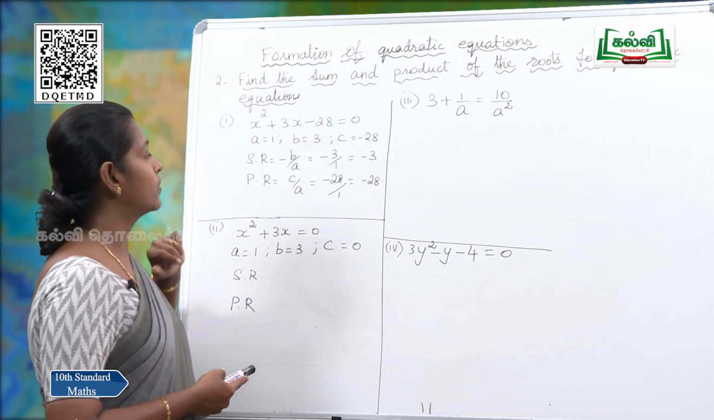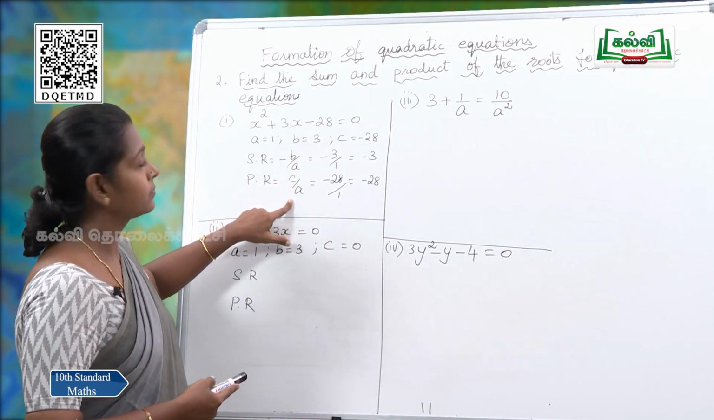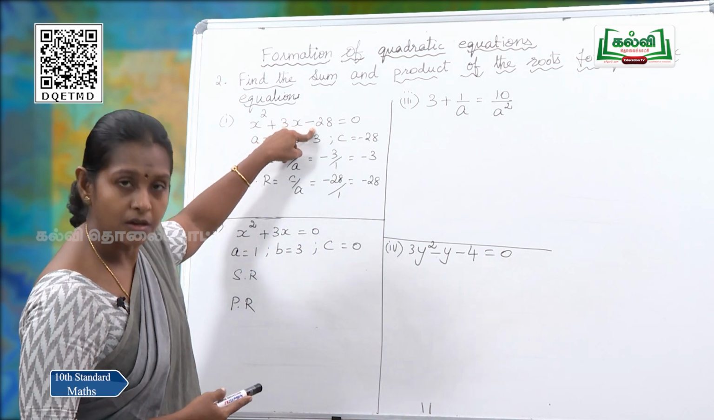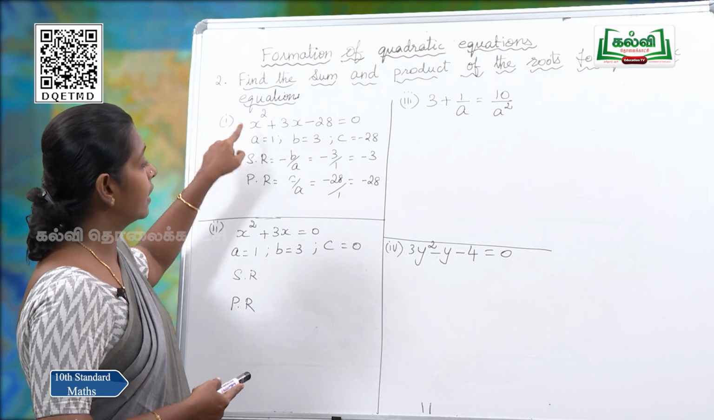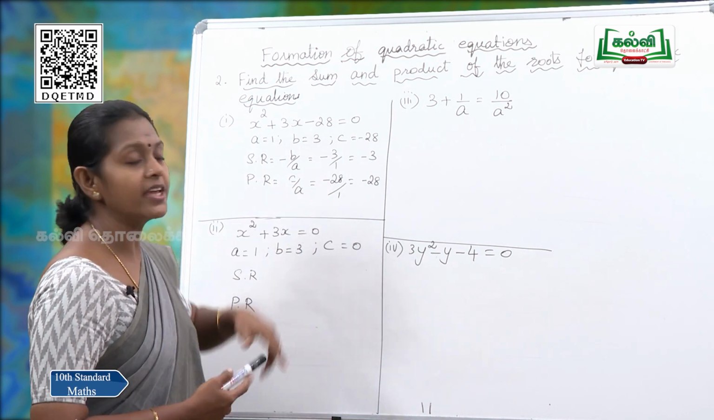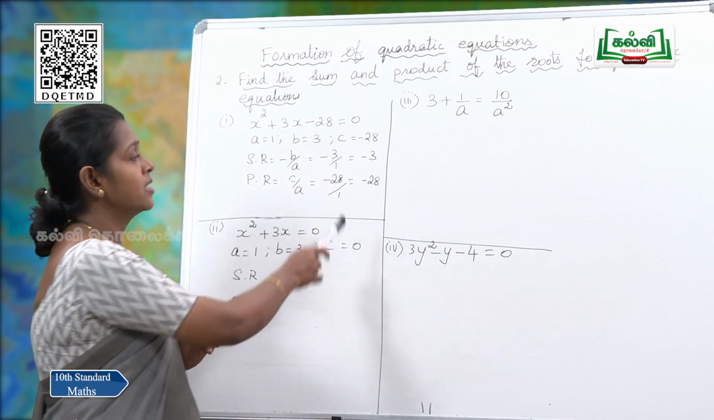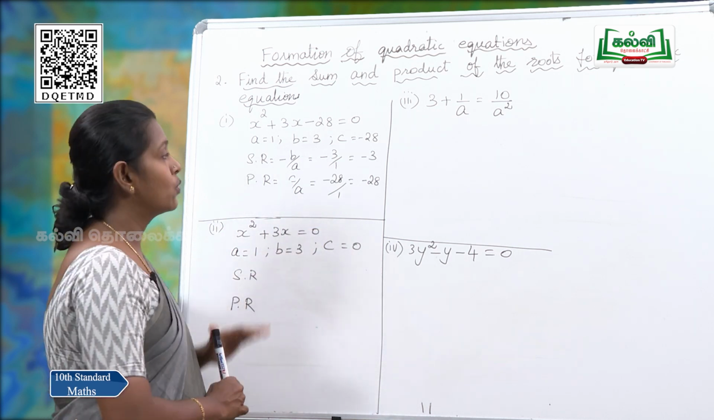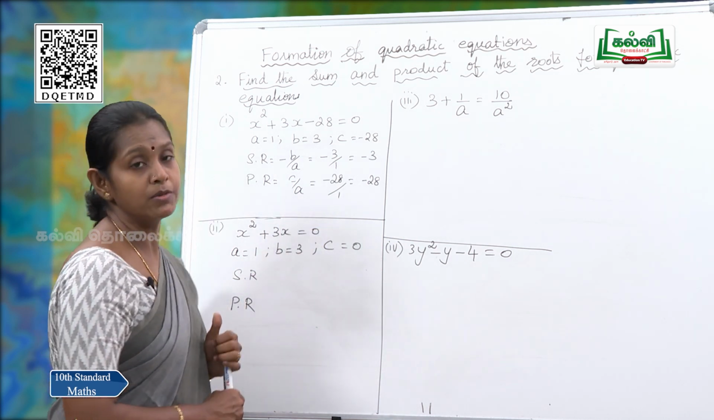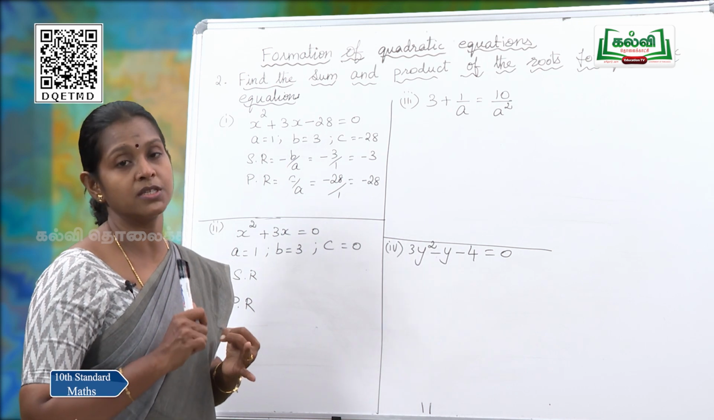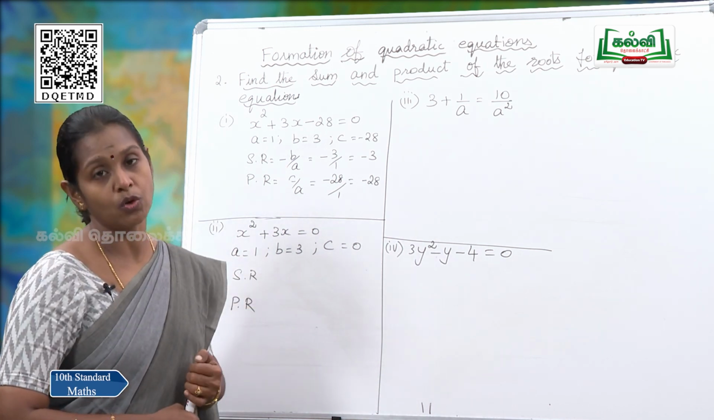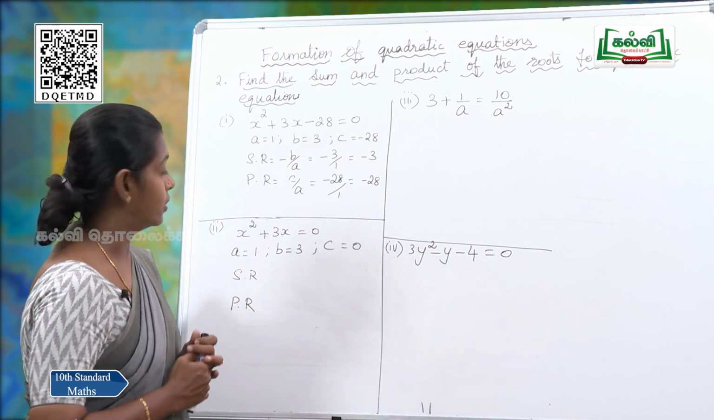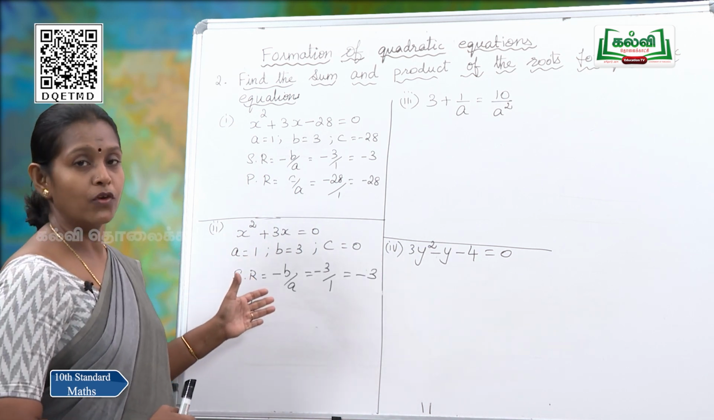Next, product of the roots is C by A. C means constant, minus 28. And what is A? Again 1. So, minus 28 by 1 is nothing but minus 28. So, from the first question we came to know what the sum of the roots is and what the product of the roots is. And there are 3 more questions to solve. Are you ready? Good. So, there are a few more questions for practice.